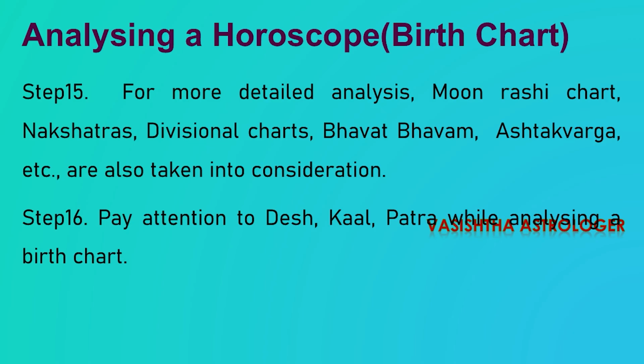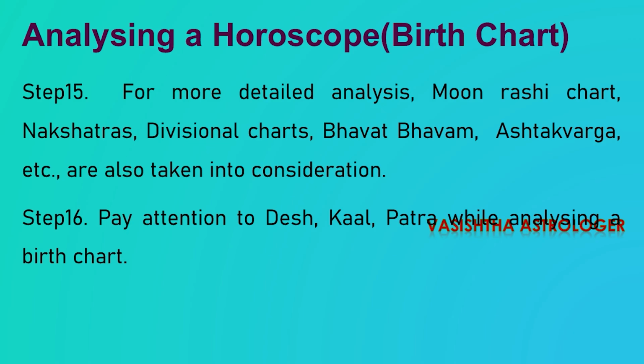Also, while analyzing a birth chart, always pay attention to Desh, Kal, Patra. Desh refers to place where the person lives because traditions, culture, belief system differ from place to place. Kal means time. Results and interpretations will change according to prevailing conditions and time. If all conditions are normal, usual circumstances are there, then the interpretations will be different. If there is some epidemic or some unusual happenings are taking place, then the results and consideration will be different. Patra refers to person whose horoscope is being analyzed.